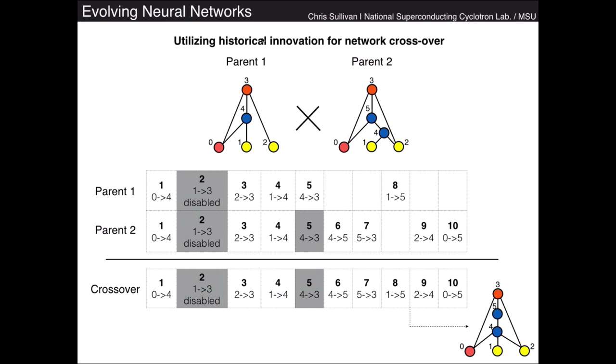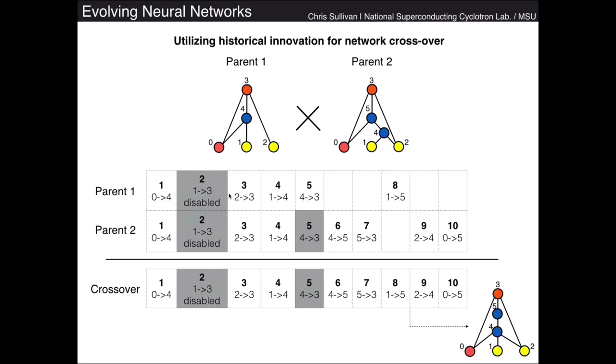The idea behind historical innovation is that as a network develops and adds new connections and new nodes, as if we started with the base network just 0 to 3, 1 to 3, and 2 to 3, and a new node appears and these new connections appear, and likewise for this parent here, as this occurs, we actually keep track of the order in which they occur.